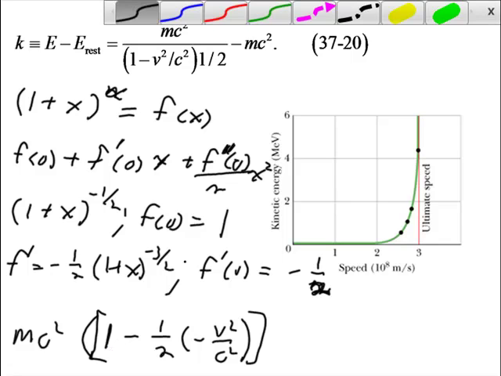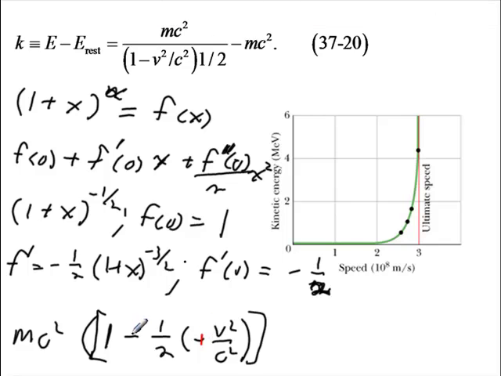Notice the negatives cancel, and this is simply equal to the rest energy, mc squared, plus 1/2 mv squared. When I subtract off the rest energy, this term goes away, and my kinetic energy is 1/2 mv squared. Notice the next term will be on the order of this kinetic energy times v squared over c squared. It'll have a v squared over c squared squared in it. At low speeds, that extra term is negligible, whereas at high speeds, we really need to use the entire formula.